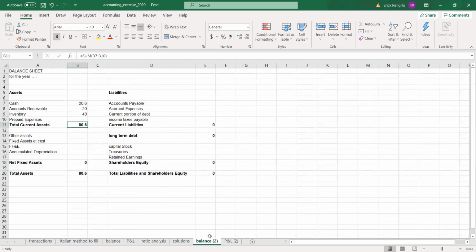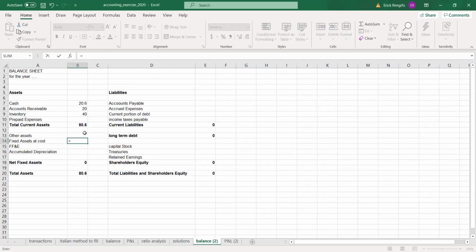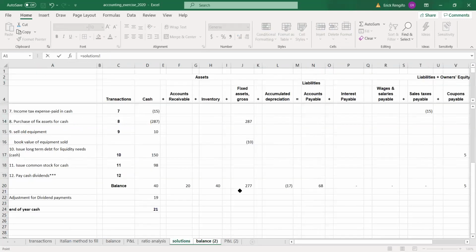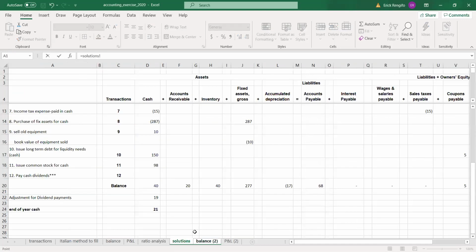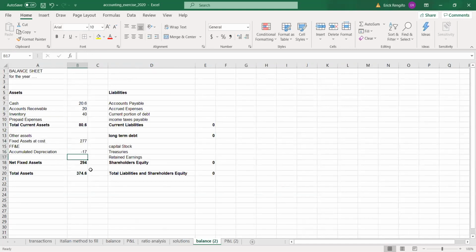Then I go to my other assets, fixed assets at cost. My fixed assets are going to be my 277. I don't have FF&E. I have my accumulated depreciation, that is this number. So I have 294 and I have 374.6 as my total assets.